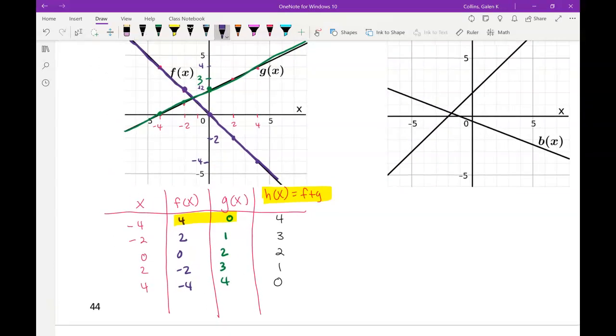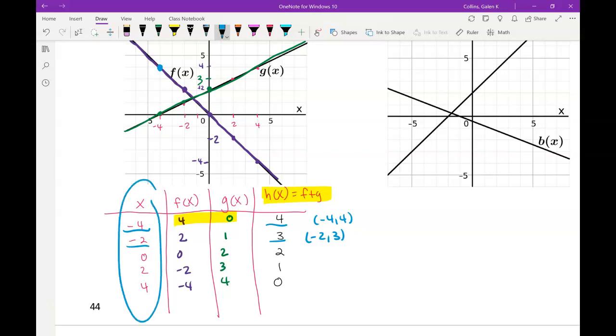So I'm going to graph this in a bright color so it stands out in the video. If I go to -4, I'm going to go up to +4 on my axis and graph this ordered pair, -4, 4. My next ordered pair for h would be -2, 3. So I'm using the same x values while I'm doing this. Then I would have 0, 2. Then I would have 2, 1 on my graph. And then lastly, the ordered pair 4, 0.